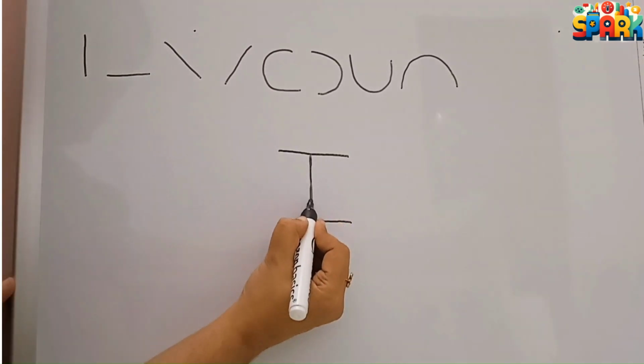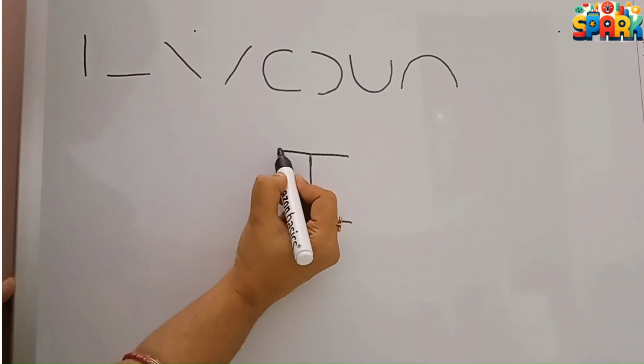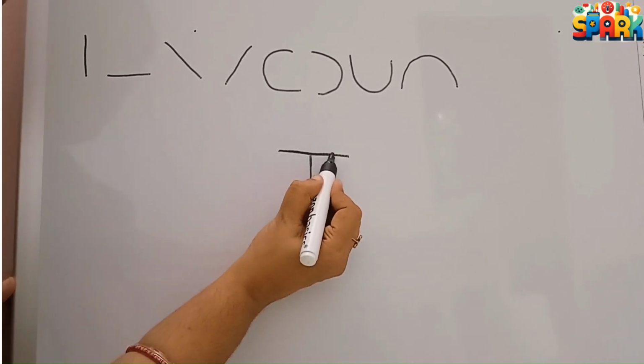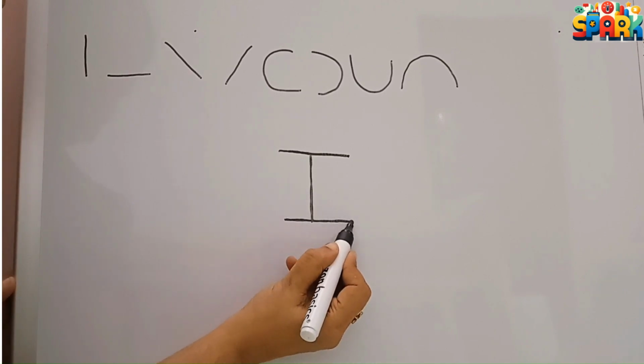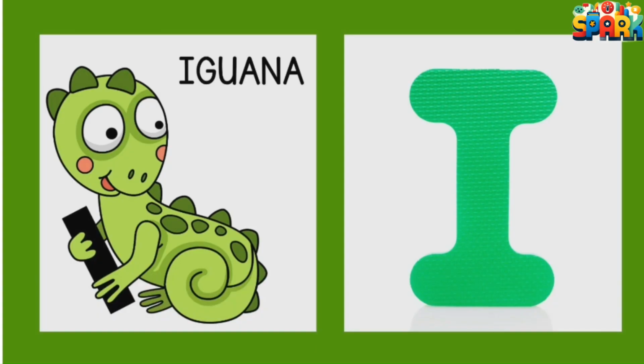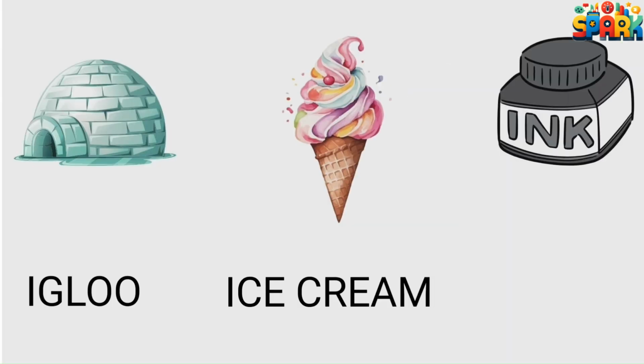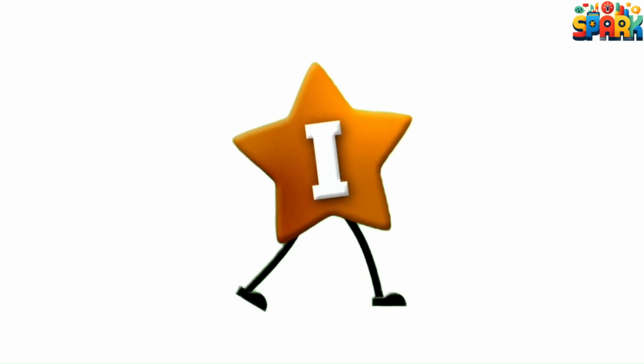Let's trace it one more time together. Start tracing slowly. No need to rush. Trace this letter on your paper. Now we will see 3 words that start with I. Igloo, ice cream, ink. Great job with I.